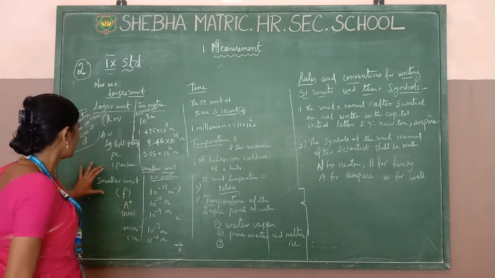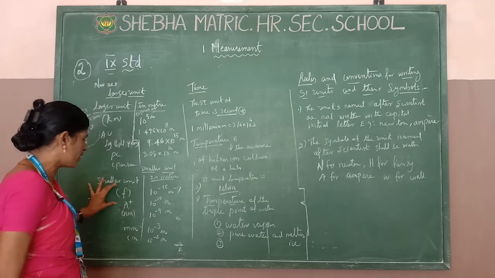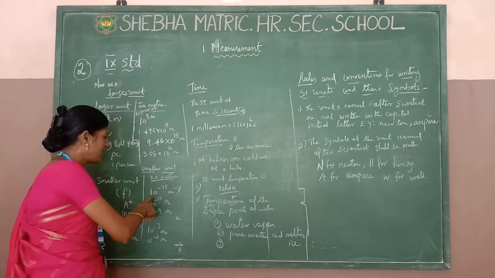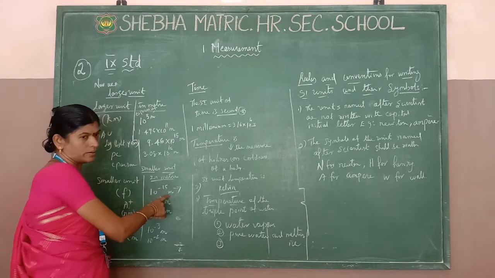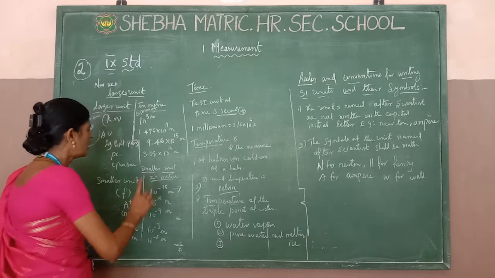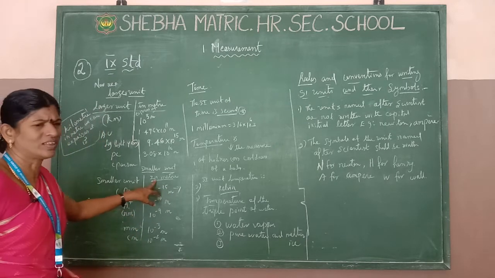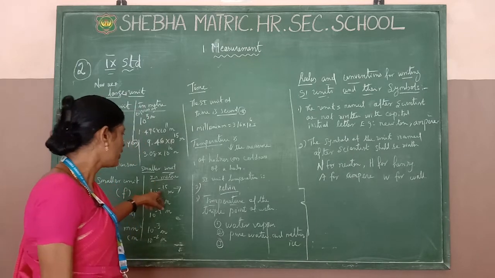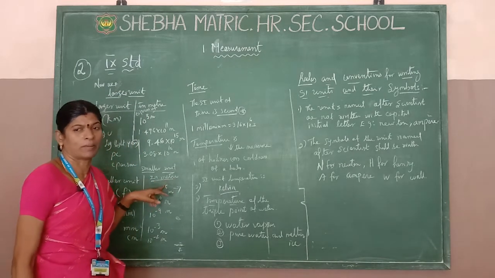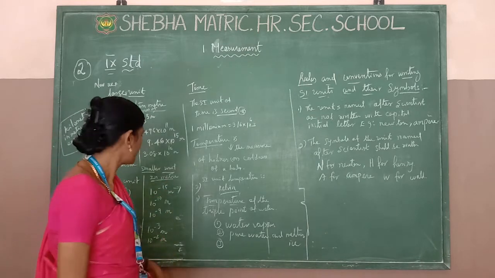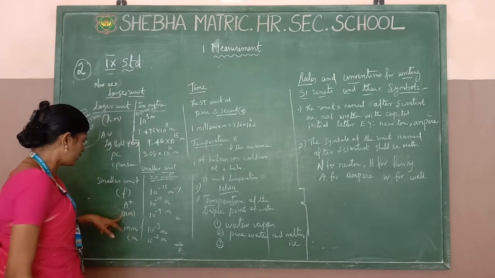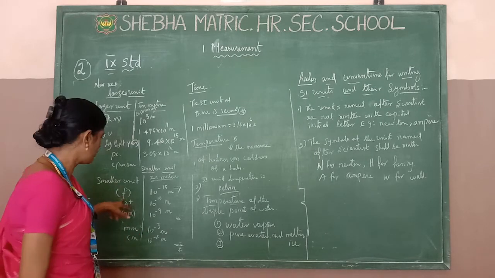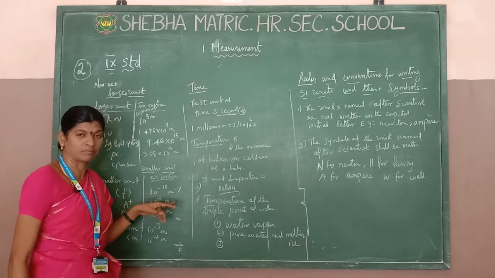Okay. Next, smaller unit. F means Fermi. Fermi is equal to 10 power of minus 15 meter. The sign after 10 is minus 15. Okay. Next, angstrom, 10 power of minus 10 meter.